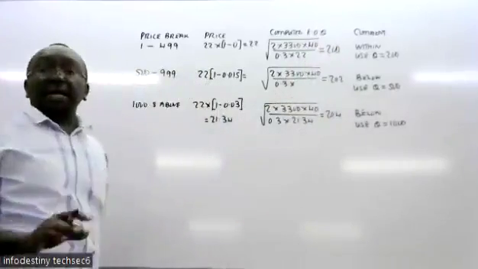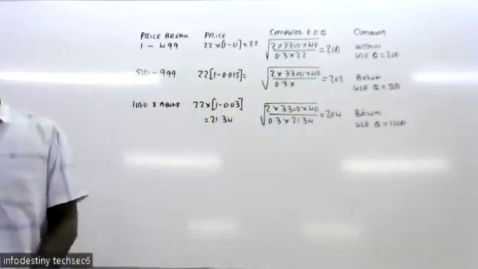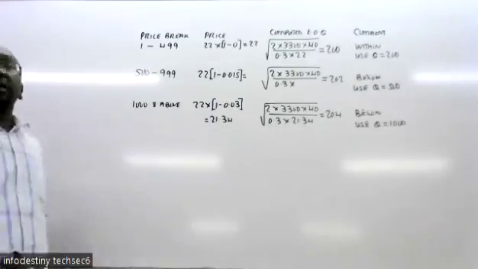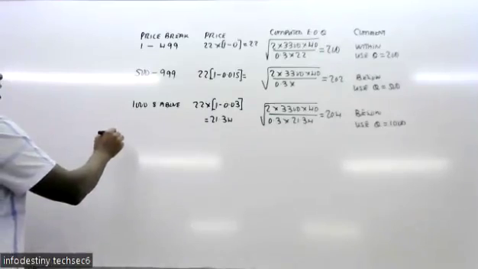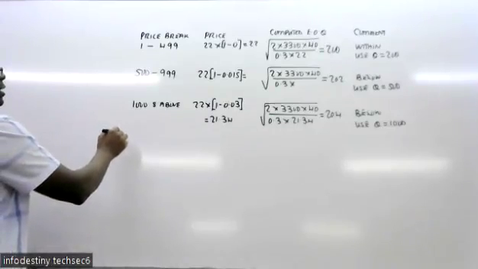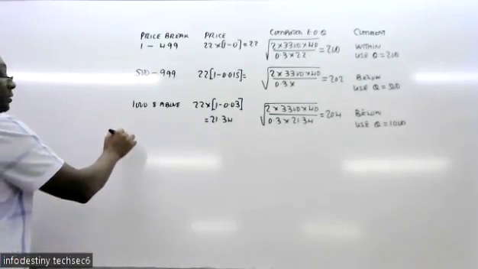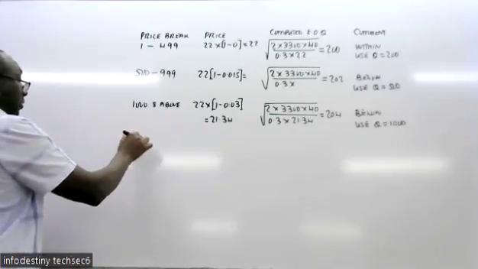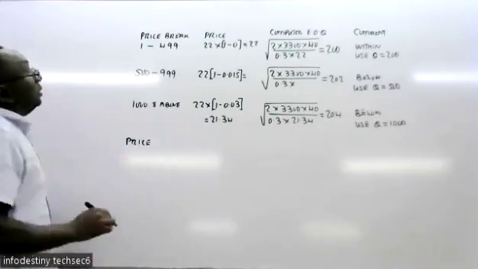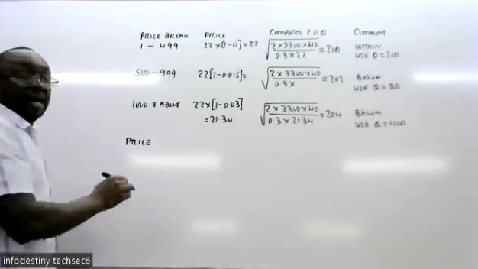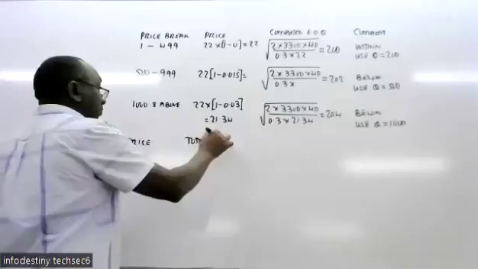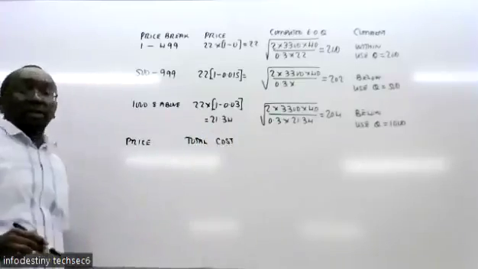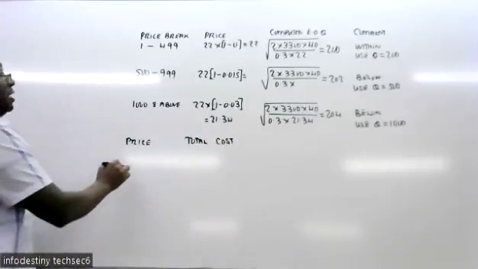We are okay at that point. Now from there, you compute the total costs. We can have the price, and then we now compute the total costs. So let's start with the price of 22.